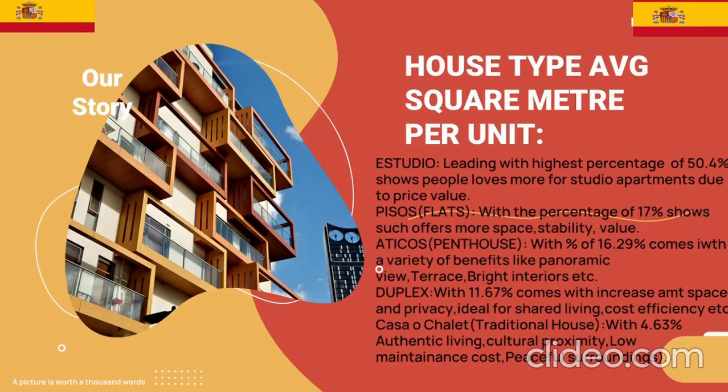So the next analysis is housing type, average square meters per unit. There are four types of house types in my data, which I will explain.